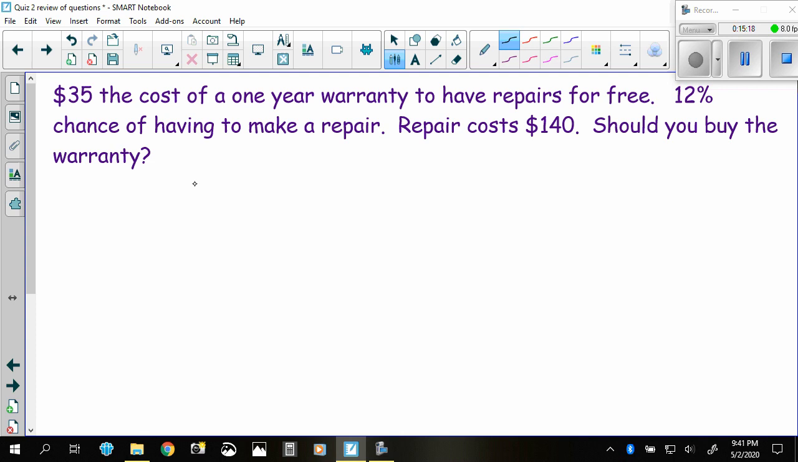Okay, expected value. Remember, expected value. So $35 is what we're trying to look at. Is it going to be more or less than $35? So 12% of the time, you're going to have to pay $140. So 0.12 probability times $140 to pay for the cost of the repairs.